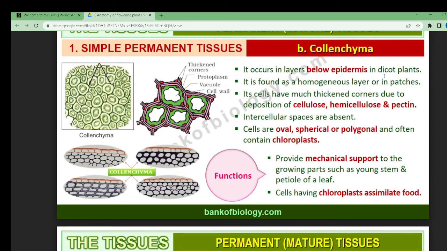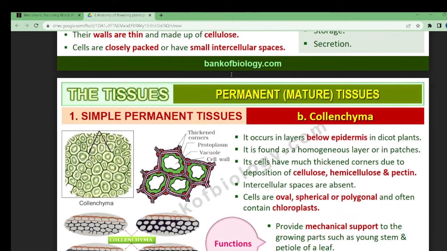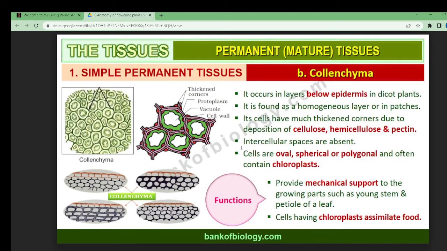What are the examples? For example, beans. It is found as a homogeneous layer or in patches. Its cells have much thickened corners due to deposition of cellulose. Why are they thick? Because of the deposition of polysaccharide material, for example cellulose, hemicellulose, and pectin. Intercellular spaces are absent, unlike in parenchyma. Gaps are not present; the cells stick to each other.